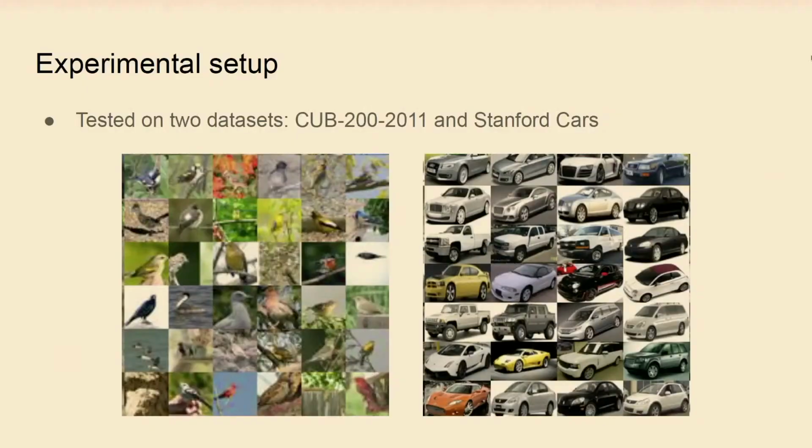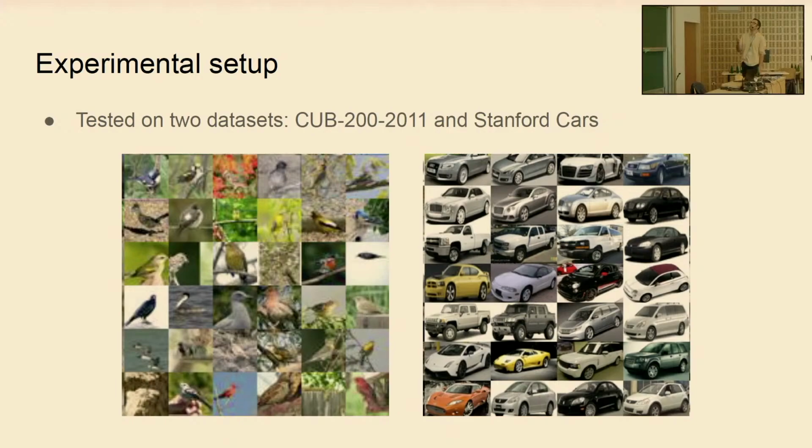Most of the experiments in our paper were made on two databases. The first one is CUB-200-2011, and the second one is Stanford Cars. I show some examples from those databases because it's very important to underline that those databases are fine-grained, right? All of them have either cars or birds, but different species or different models.